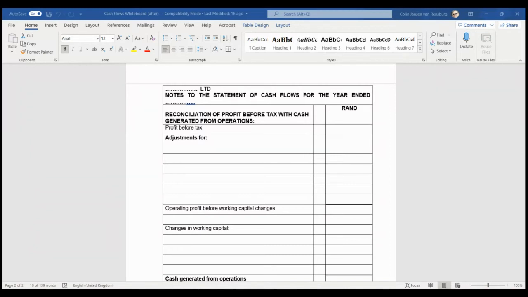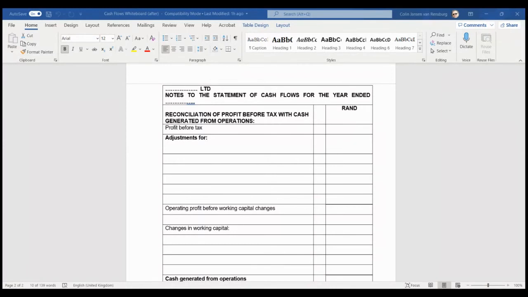So clearly, just by that little subheading, we know we're going to start with profit before tax and we're going to end with cash generated from operations. So we can see all of that already just in that little subtitle.